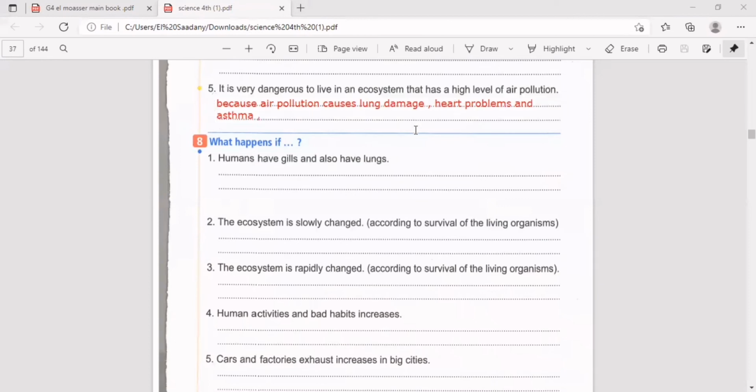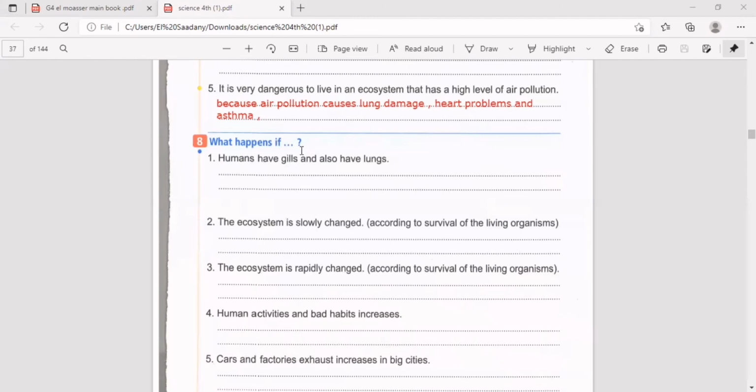So this is the give-reason question, and this is how we can answer give-reason questions. You always ask yourself why. Why is it bad? Why does this happen? Why is it important? When you ask yourself why, you are going to think of an answer that matches your question. So the next question is: what happens if? Okay, so let's try to answer this question together.